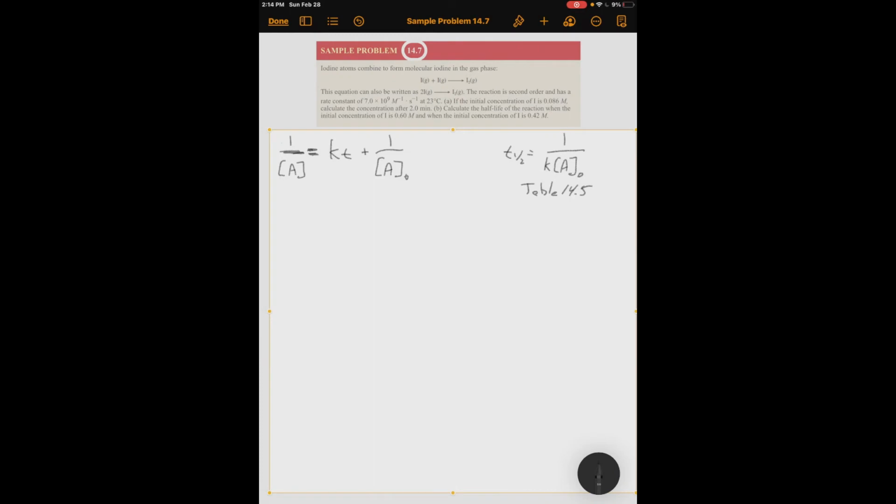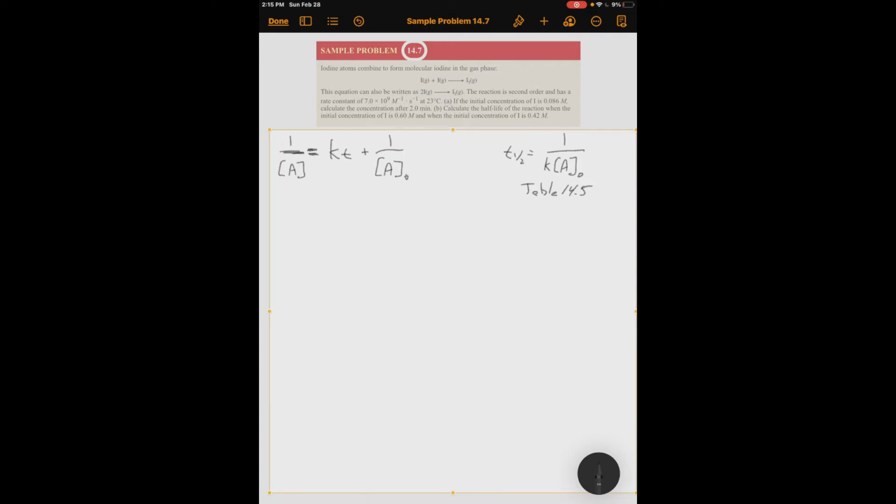Okay, this is sample problem 14.7. Now we're going to look at second order kinetics. In this problem it says that iodine atoms combine to form molecular iodine in the gas phase. I gas plus I gas forms I2 gas. So these two atoms are colliding with each other to form a molecule. The reaction is second order. The equation can also be written as 2I gas converted into I2 gas.